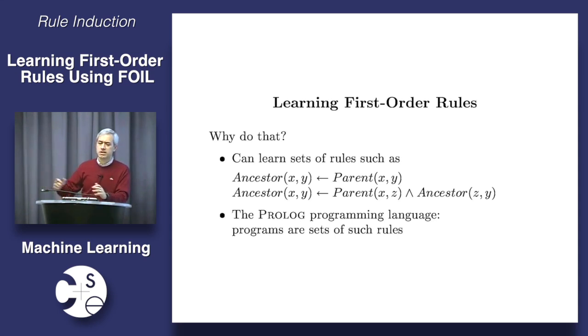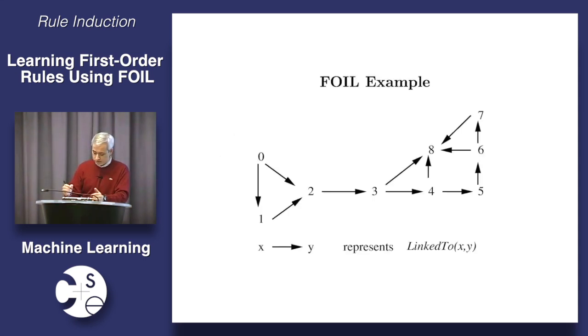Again, in the propositional case, this made no sense whatsoever. I can't predict a class in terms of itself. But now, because it's the predicate with different arguments, I can predict ancestor(x,y) in terms of ancestor(z,y), right? So, in our can reach example, I want to predict can reach in terms of what? Linked to and can reach.